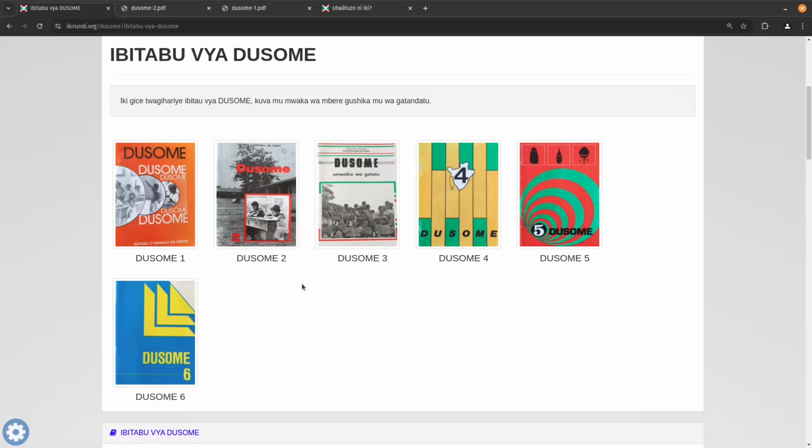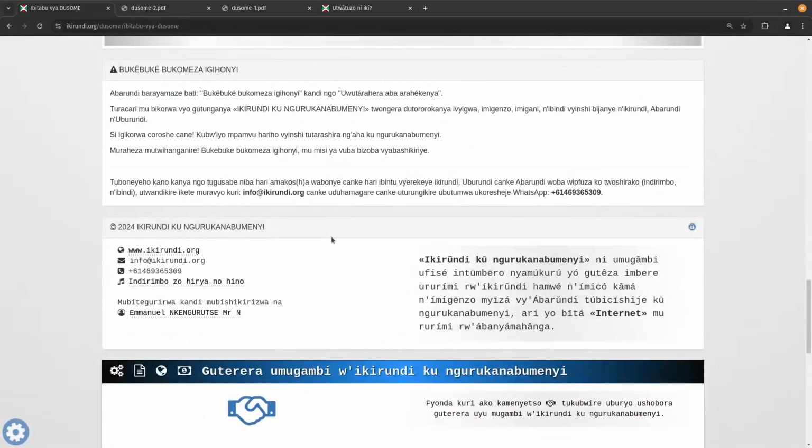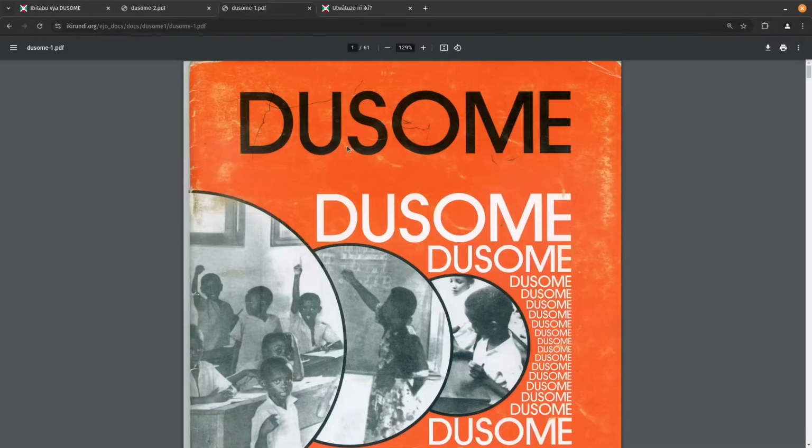I didn't find any licensing information against using the book, so I'll be using this book as a resource to learn how to read Kirundi. And by learning how to read Kirundi, you can better understand what those words are, and once you begin to recognize words, you can then at some point start to gain meaning from those words as well.